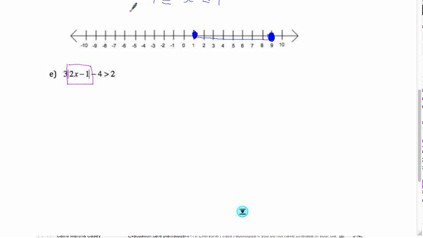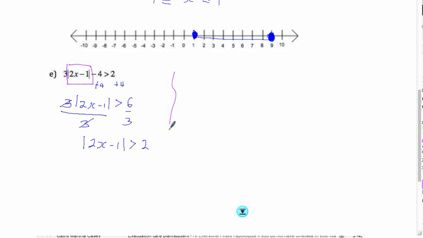So what we're going to do is start off much like we did before by isolating the absolute value expression. If I add 4 to both sides, 3 times the absolute value of 2x minus 1 is going to be greater than 6. I then need to divide both sides by 3 so that I have now isolated my absolute value expression, and only at this stage can I convert that into a compound inequality statement. So I'm just going to rewrite that on the right hand side.